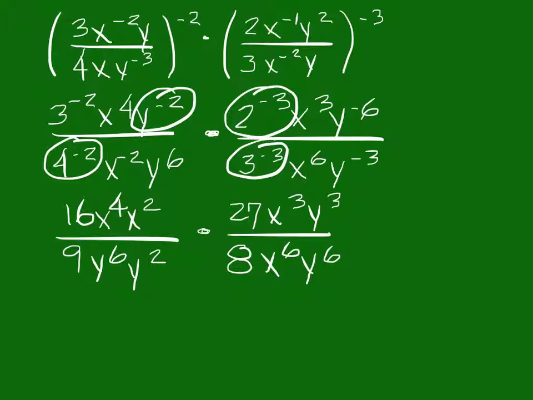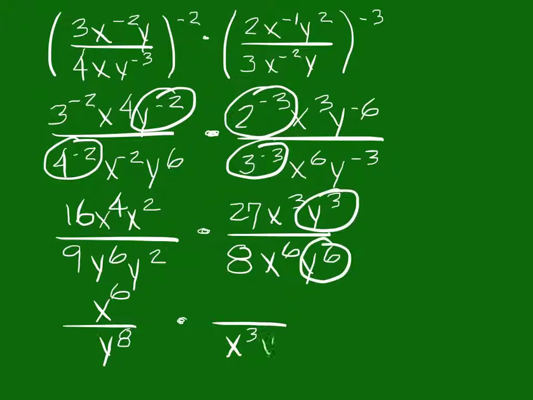So we'll go here. And notice that you have x to the 4th, x to the 2nd on the top, and that makes it x to the 6th. And on the bottom, 6 and 2 become 8. And then over here, you'll have x to the 3rd over x to the 6th. That's x to the 3 on the bottom. And y to the 3rd over y to the 6th is y to the 3 on the bottom.